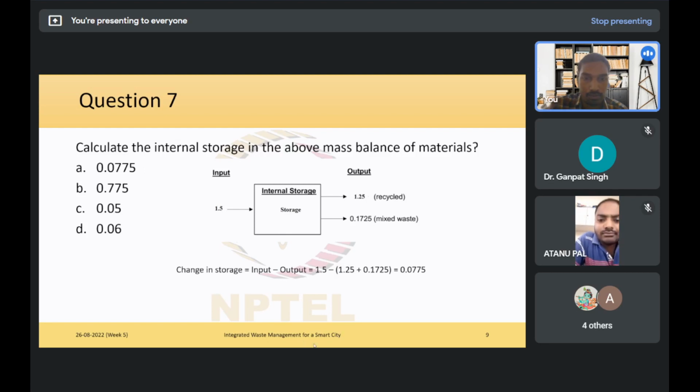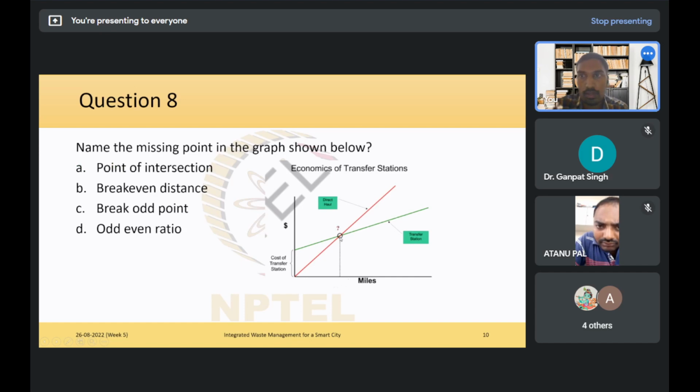Okay, so question number 8. This graph was given in one of the lectures, right? In this graph, we have to identify what the missing point identified by this question mark is. We have options: point of intersection, break even distance, break odd point, odd even ratio. This is looking at the economics of a transfer station, whether you go for a transfer station or you go for a direct haul.